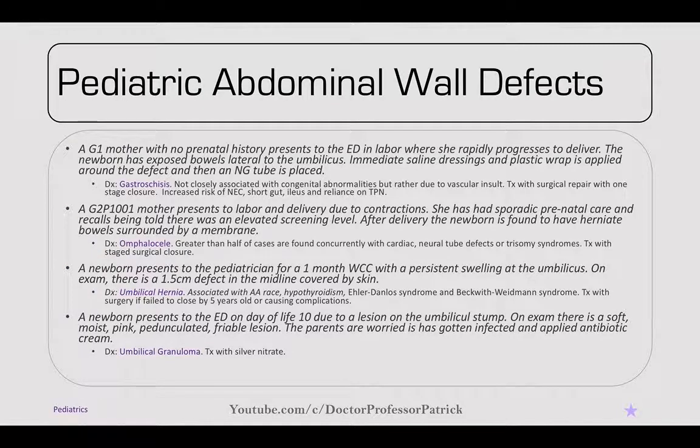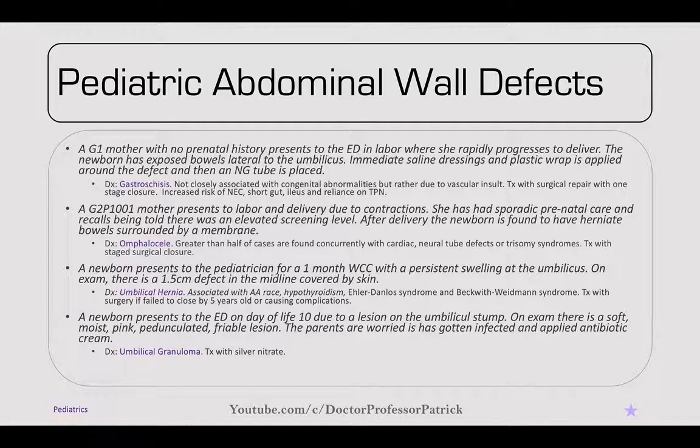So starting out with pediatric abdominal wall defects, we've got a case of a G1 mother who presents with no prenatal history to the ED in labor, where she rapidly progresses to deliver. The newborn has exposed bowels lateral to the umbilicus, and immediate saline dressings and a plastic wrap are applied around the defect, and then an NG tube is placed.